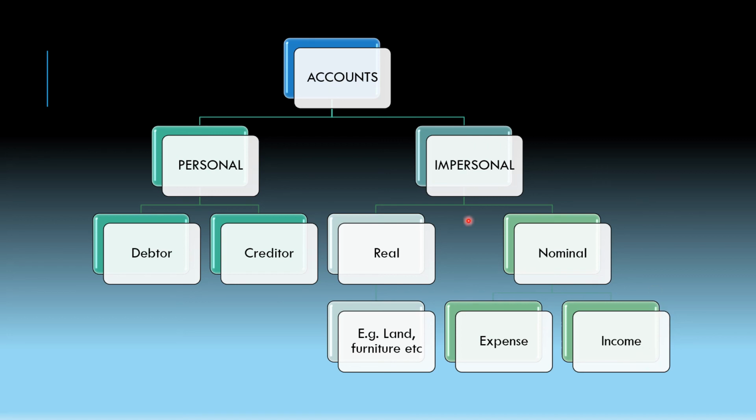So as you can see from here, the assets, the expense and income, which we call the nominal account, all these are non-person. It's different from here. These two are the person or the people, whereas the asset, the expense, and the income are impersonal because they are non-person.